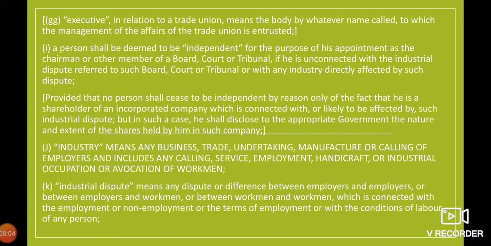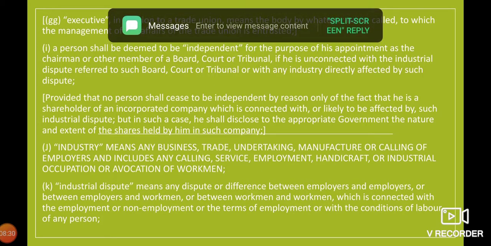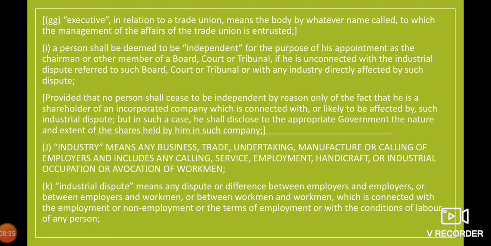Let's move further. Section 2, clause G. What do we mean by executive? In relation to a trade union, it means the body by whatever name called to which the management of the affairs of the trade union is entrusted, right? So there may be a body by whatever name to which the management of the affairs of the trade union is entrusted, right?